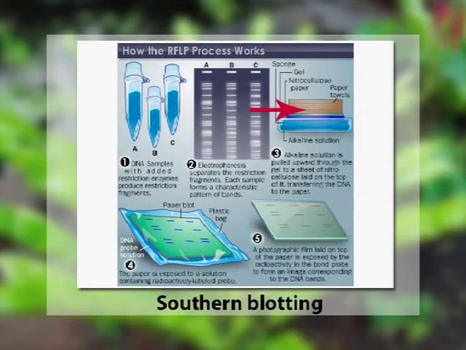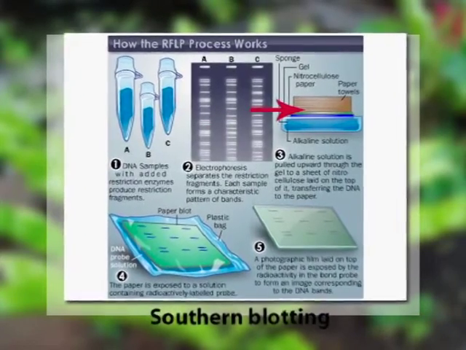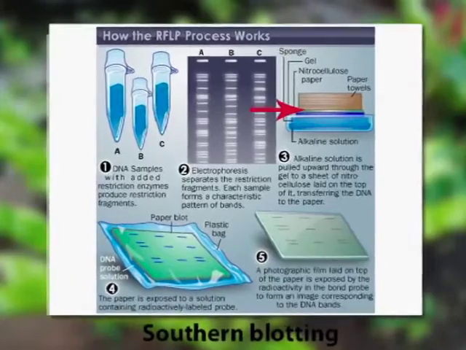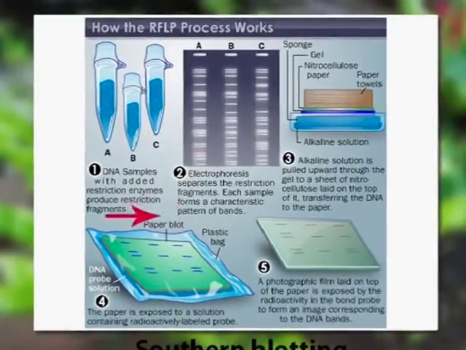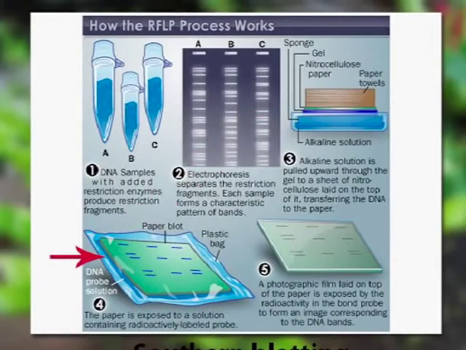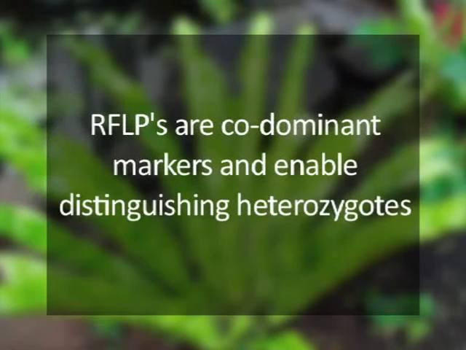nitrocellulose membrane. The DNA bound to the nitrocellulose membrane is hybridized with a labeled DNA probe, washed to remove any unhybridized probe, and photographed. An RFLP occurs when the length of a detected fragment varies between individuals. RFLPs are codominant markers and enable distinguishing heterozygotes.